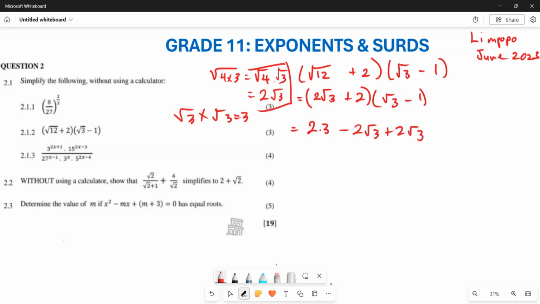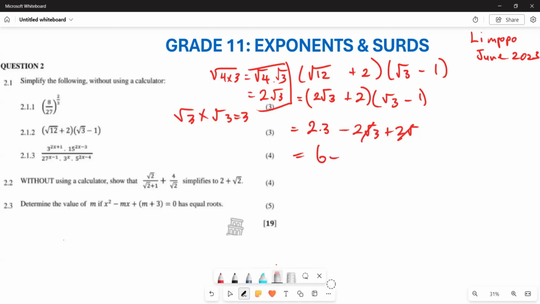The last one is 2 multiplied by negative 1, which is negative 2. Can you see that these two cancel each other because one is positive and one is negative? This leaves 6 subtract 2, which is 4 altogether. So this is how you solve this particular question.